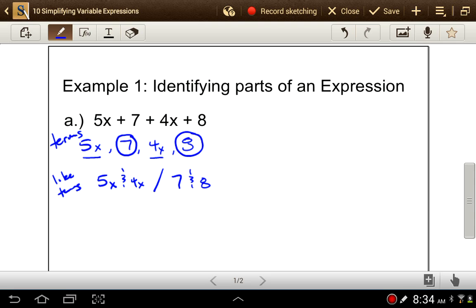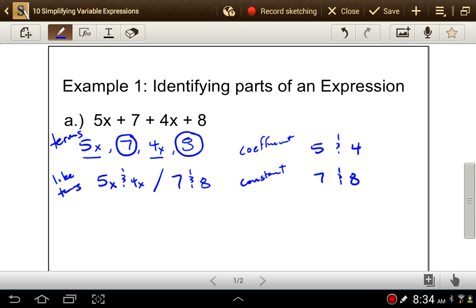Alright, now what were our coefficients? Remember, our coefficients are the numbers that are being multiplied to the variable. So our coefficients in this example are 5 and 4. 5x and 4x. 5 was being multiplied to a variable, and 4 was being multiplied to a variable. Now the 7 and 8 don't have any variables with them, so remember, they're called constants. They're just numbers. They have no variables with them. So 7 and 8 is your answer for those. Okay, so those are our parts.